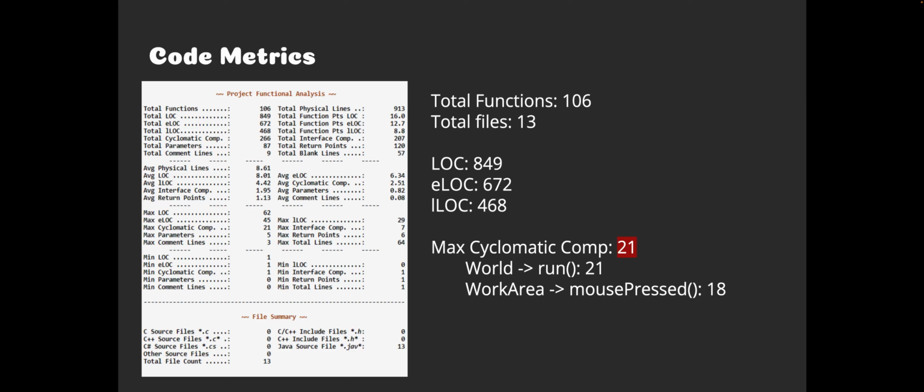Our maximum cyclomatic complexity was in our run function in the world, just because it had to check so many conditions to see what needed to be run. And for our work area, our mouse press function also had a high cyclomatic complexity due to how many conditions it had to check for which block was being pressed.